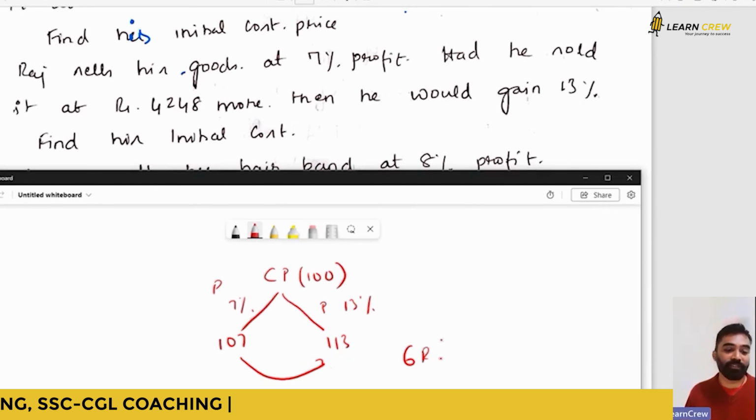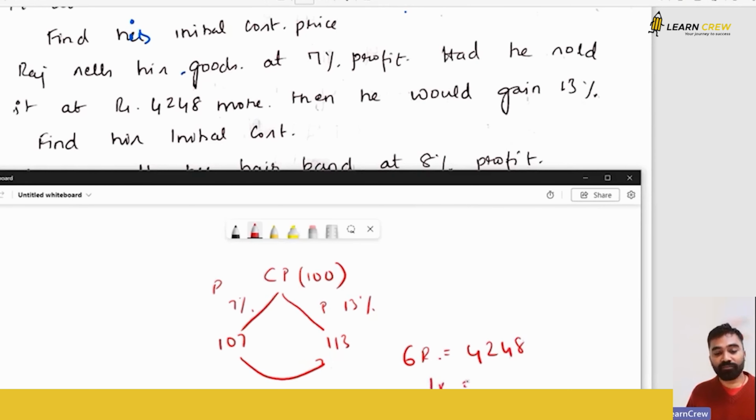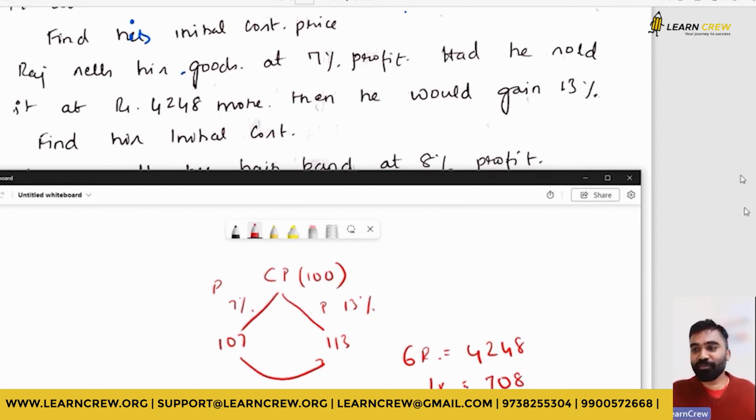6R is the difference, equal to 4,248. So a single R equals what? 708. So 100R equals 70,800. This is the answer. Fine. What was difficult here? Vishnu? Okay, let it be.